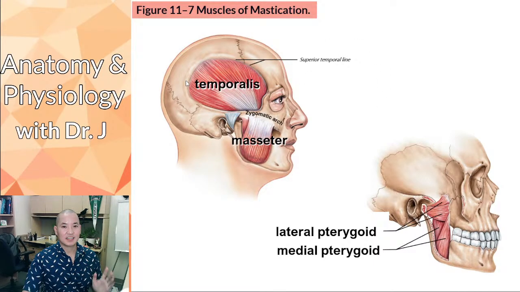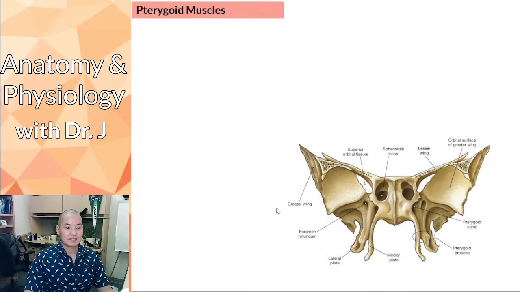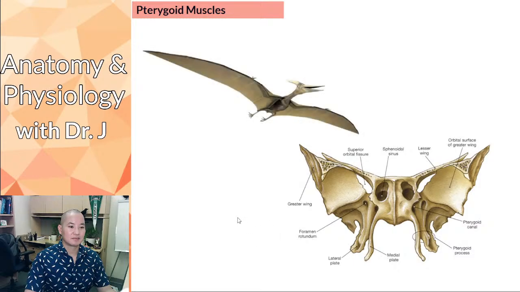And hopefully we're planning labs in person next semester, so that if you're taking the 142 lab, if we have fetal pigs, you can see that they have very prominent masseter muscles. And over here we have the lateral and medial pterygoid. And pterygoid, that might sound familiar. So pterygoid muscles attach to the pterygoid processes.